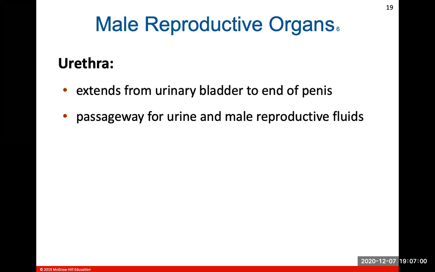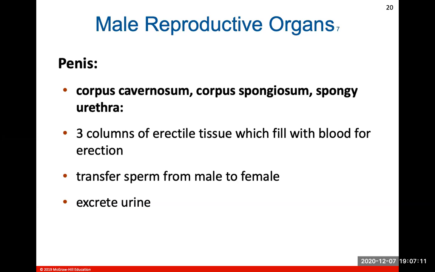And then the urethra extends from the bladder to the end of the penis. This is the passageway for both urine and male reproductive fluids. That's a big thing, how males and females are different. Males have one exit for urine and sperm, and in females there are two. Okay, so here are the three columns of erectile tissue which fill with blood for erection in the penis to help transfer sperm from the male to the female. It also excretes the urine. Those are the three different columns.